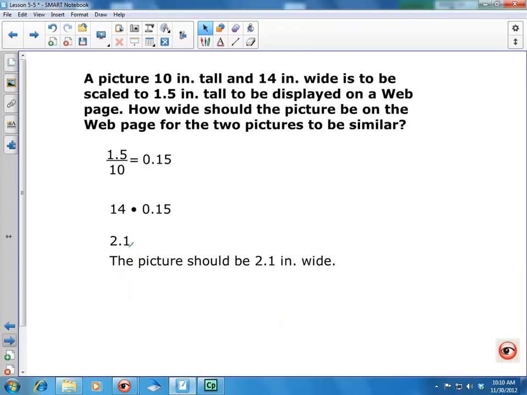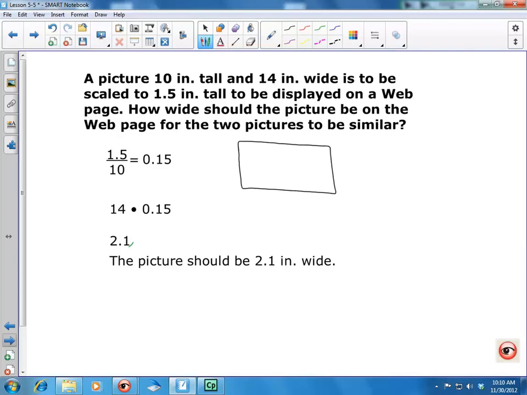This one is talking about scale factor. It says a picture is 10 inches tall and 14 inches wide. It's going to be scaled to be 1.5 inches tall to be displayed on a web page. How wide should the picture be on the web page for the two pictures to be similar? Well, what I'm going to do is draw my two rectangles out here so I can determine the sides. Helps me identify it.